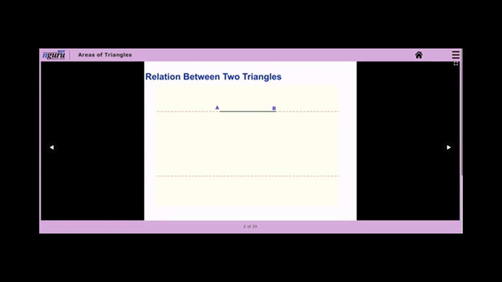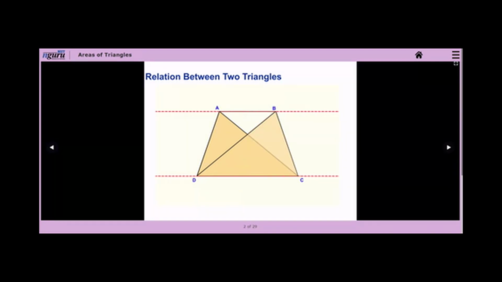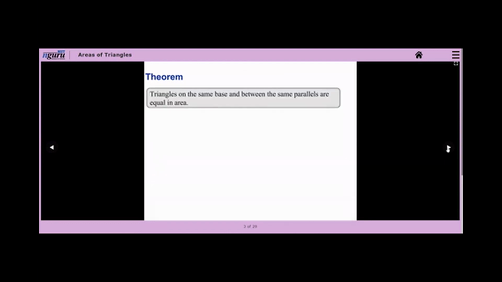Here, AB is parallel to DC. Now consider two triangles, ADC and BDC, that lie on the same base DC and between the same parallels AB and DC. Observe that the triangle ADC overlaps the triangle BDC completely. Hence, triangles ADC and BDC are congruent. Therefore, the area of the triangle ADC is equal to the area of the triangle BDC. Now, let's prove that triangles on the same base and between the same parallels are equal in area.